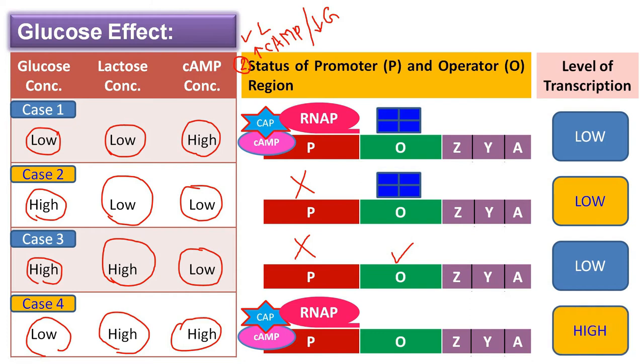So I think the interplay of these molecules CAP, cAMP and glucose is now very clear to us. The level of transcription is only high when both the cyclic AMP level is high and the level of lactose, that is the inducer, is also high.